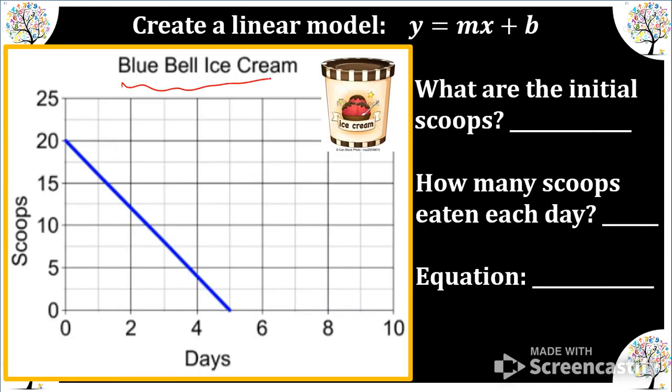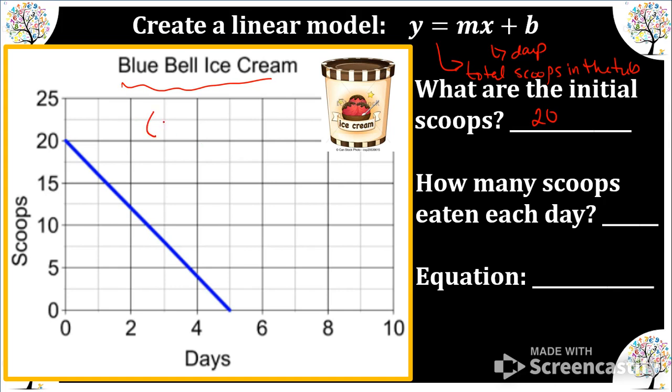Okay, guys, our last one. We have Bluebell ice cream. We can see that it is decreasing. Our X is days, and our Y is total scoops. Now, this is important again, in the carton or the tub. Okay, so on day 0, we have 20 scoops. How many scoops eaten each day?